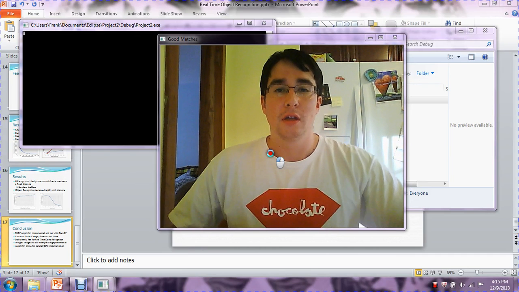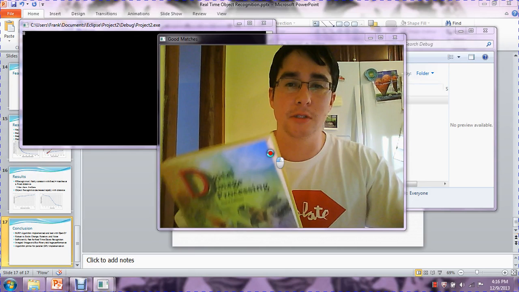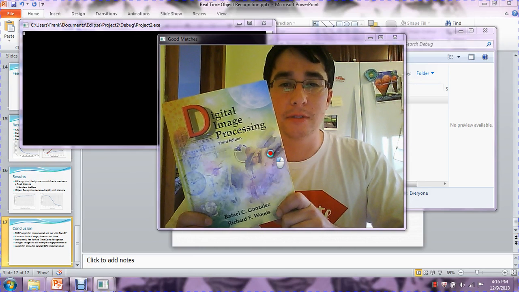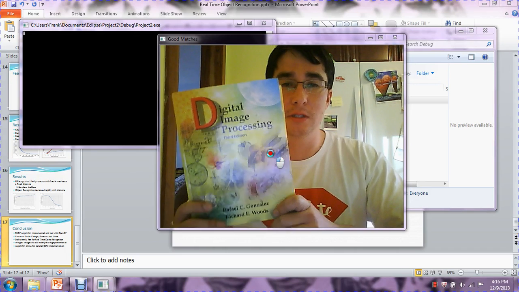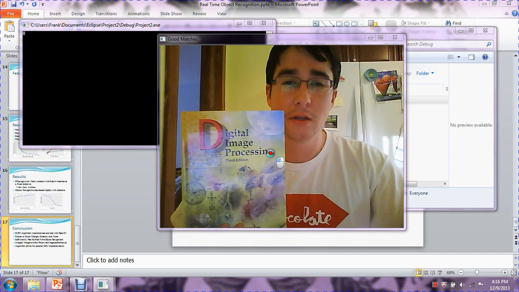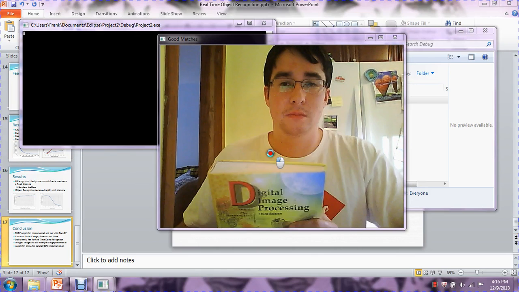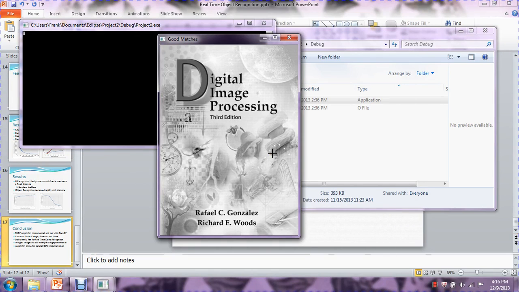So, first of all, the object I chose to detect was a copy of Digital Image Processing by Gonzalez and Woods. It's the course textbook. So, here is a grayscale image of the textbook, which I'll be using to detect in a webcam feed on my laptop.